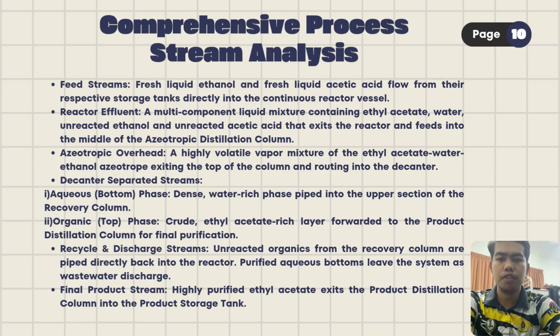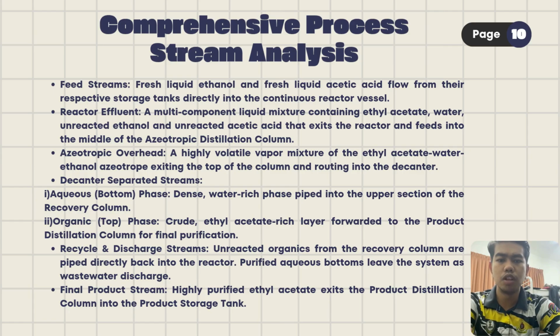This process starts with two fresh feed streams, liquid ethanol and liquid acetic acid, which flow from their storage tanks into the continuous reactor. Inside the reactor, they react to produce ethyl acetate and water, while some reactants remain unreacted. Next, the reactor effluent enters the azeotropic distillation column.